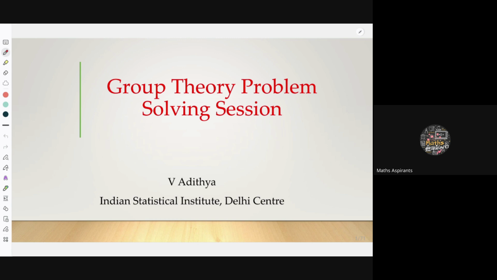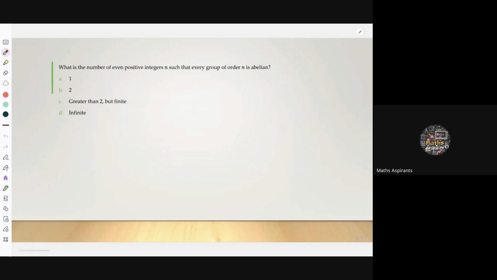So we'll be starting with some problems from the fundamentals of group theory. This is the first question. I wanted to start it off with something which might be easier. This is a question from the TIFR GS exam. The question is, what is the number of even positive integers n such that every group of order n is abelian?